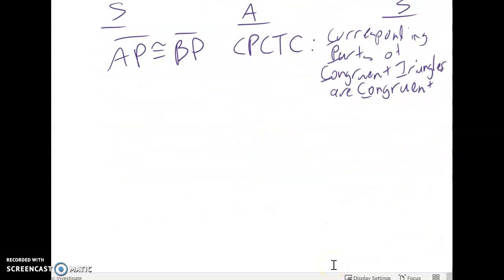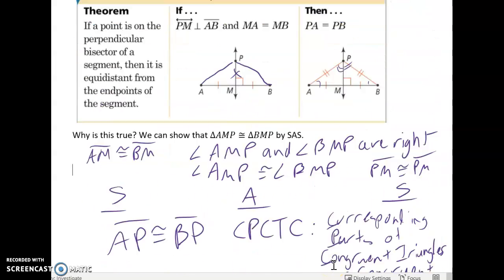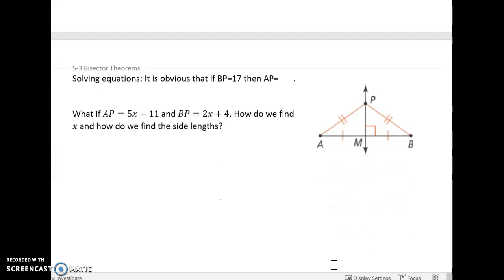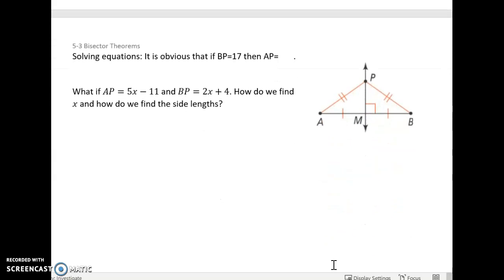Okay, so how does this work then? Our perpendicular bisector theorem says that these distances are always the same. So if I know that this segment is a perpendicular bisector, and BP is 17, then what is AP going to be? You got it. AP would also be 17. Okay? Our next example: instead of this, we're given that AP is 5x minus 11 and BP is 2x plus 4.